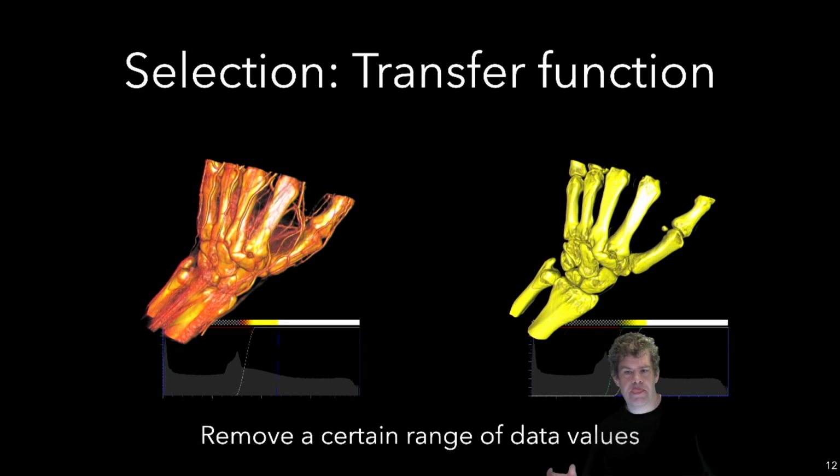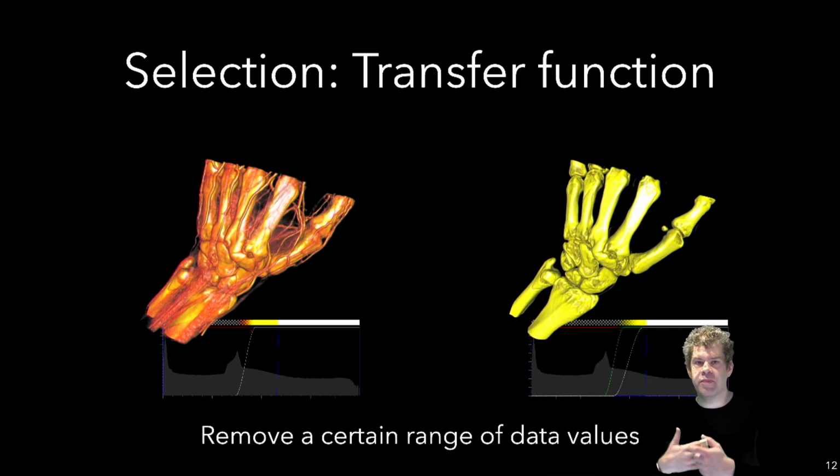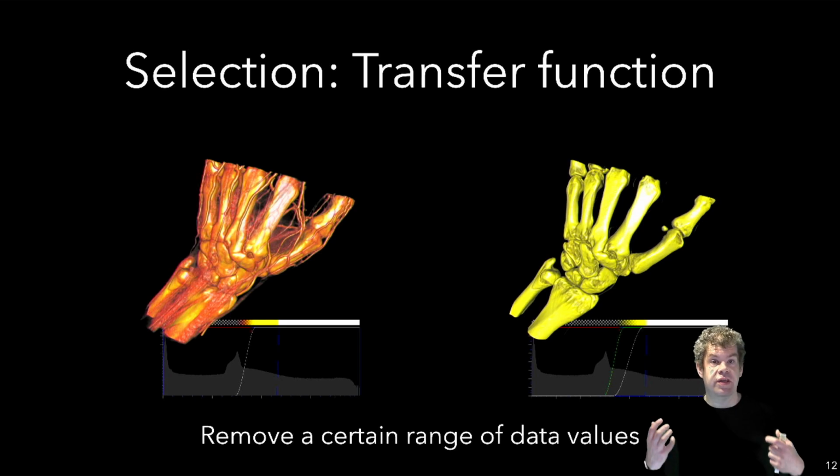Okay, so now we got projection covered, we got selection covered. And again, the idea of both operations is to get rid of parts of the data or the domain to get a better insight. Notice that those operations can all be somewhat dangerous if applied the wrong way, because if I, for instance, apply this selection here, then I don't see the vessels, sort of by design.